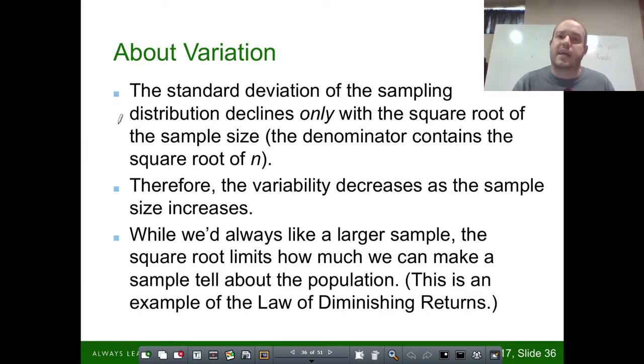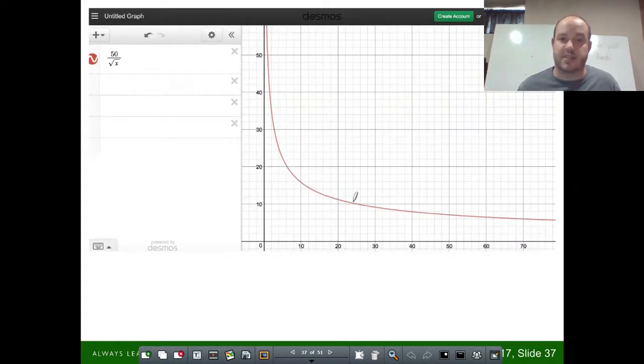So what this slide is saying is that the only way you can lower that variation, to shove everything towards the middle of your normal curve, would be if you can raise the sample size. Now, the problem with this is it's the square root of n, which means that at some point, it doesn't matter how big you make the sample, it's not going to lower the variation in any way. That may seem weird, so I'm going to use this graph to help you understand. This is the graph of 50 divided by the square root of x. In this case, x is our n, all right?